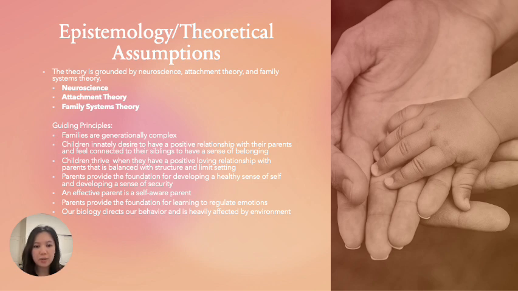Kathy Spooner also noted guiding principles, which are families are generationally complex. Children innately desire to have a positive relationship with their parents and feel connected to their siblings. Next is children thrive when they have a positive, loving relationship with parents that's balanced with structure and limit setting. Parents provide the foundation for developing a healthy sense of self and developing a sense of security. An effective parent is a self-aware parent. Parents provide the foundation for learning to regulate emotions. And lastly, our biology directs our behavior and is heavily influenced by environment.